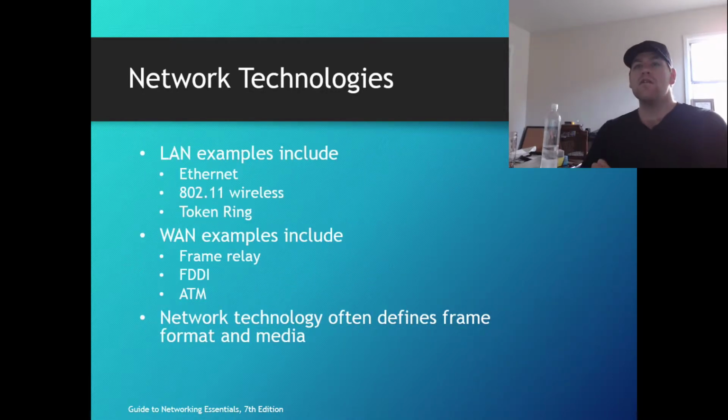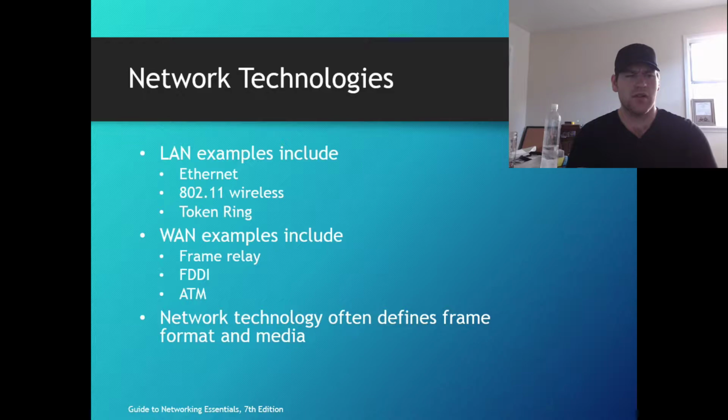Of course, the LAN examples that I mentioned, Ethernet and 802.11 wireless, are the most common, and of course, token ring. Some WAN examples would be frame relay, FDDI, ATM. I'm not going to delve into those in any depth in this chapter. We will talk about those. I believe it's Chapter 10 where we delve into WAN technologies in more depth.